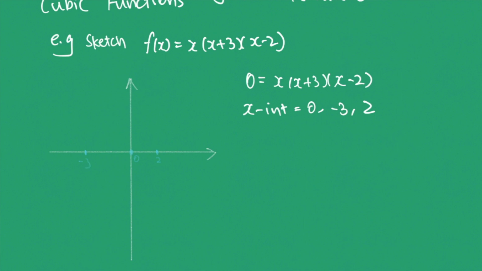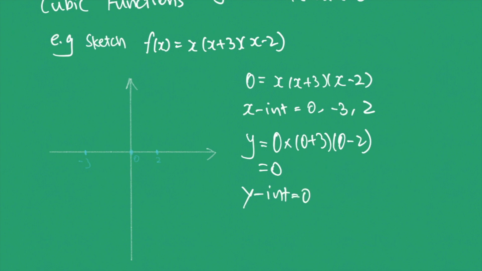We also need to find the y-intercept. In order to find the y-intercept, we insert 0 for x, which gives just 0. So the y-intercept is also 0, which is at the origin of the graph. And now we can look at which parts of the graph are above and which are below the x-axis between the x-intercepts.